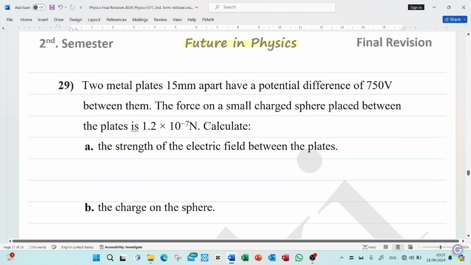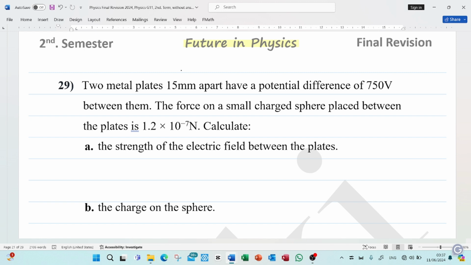Two metal plates are 15 millimeter apart. This is the distance. We convert to meter: 15 times 10 to the power negative 3. They have a potential difference, we have V between them. The force on a small charge, this is F. Calculate the strength of the electric field.